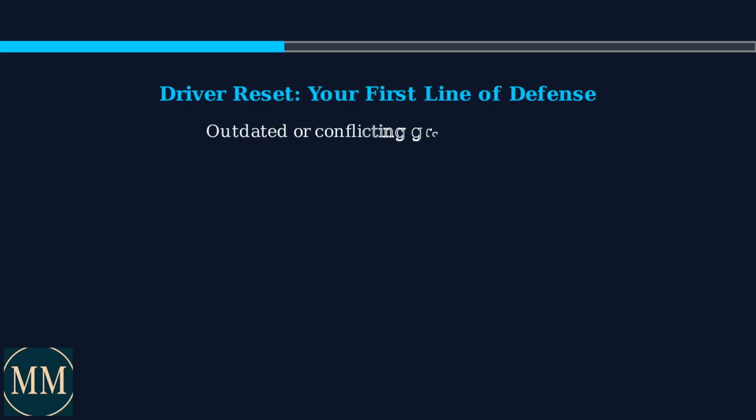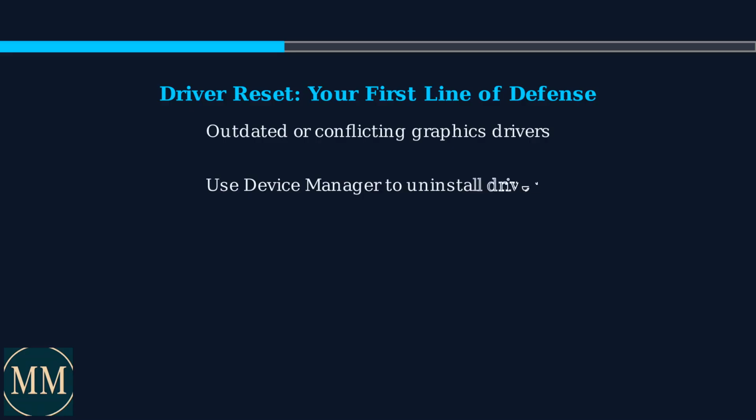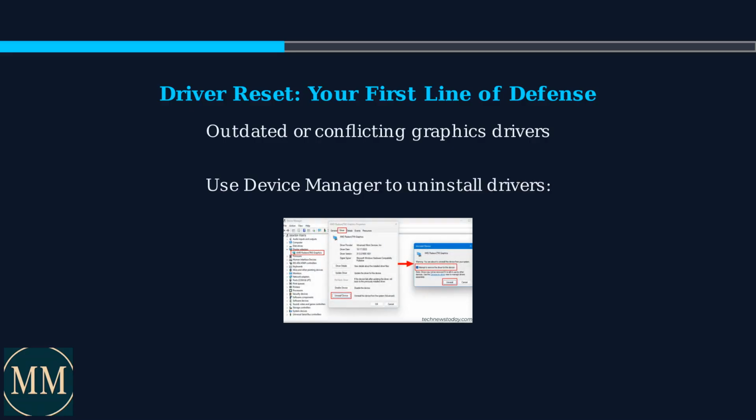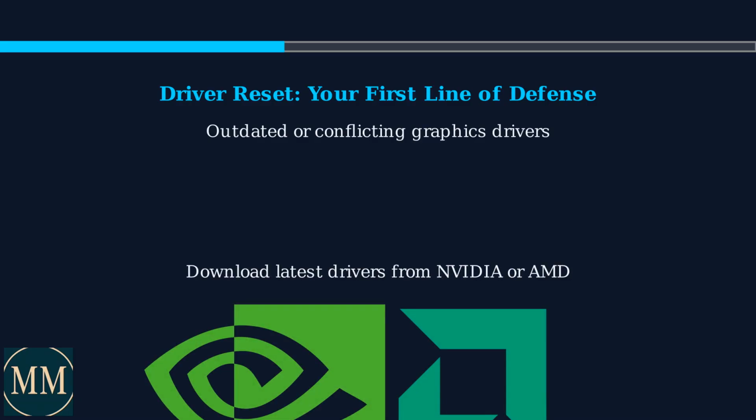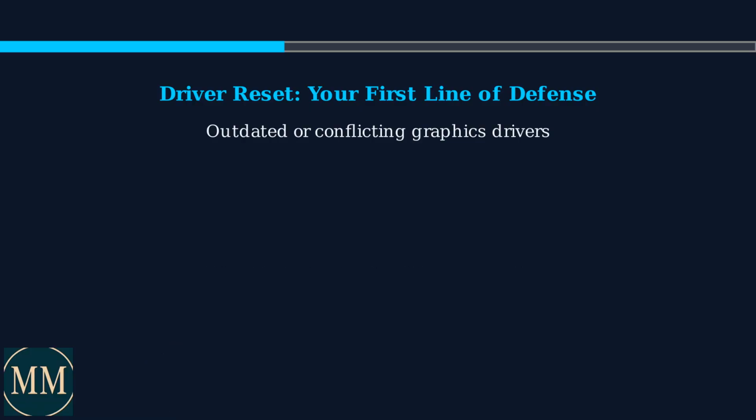Outdated or conflicting graphics drivers are a primary cause of ASUS monitors getting stuck at 640 by 480 resolution. Resetting your drivers is your first line of defense. Start by using Device Manager to uninstall your current graphics drivers. Open Device Manager, find your graphics card under Display Adapters, right-click and select Uninstall Device. Then, download the latest drivers from NVIDIA or AMD, depending on your graphics card. Visit their official websites to ensure you get the correct, up-to-date drivers.